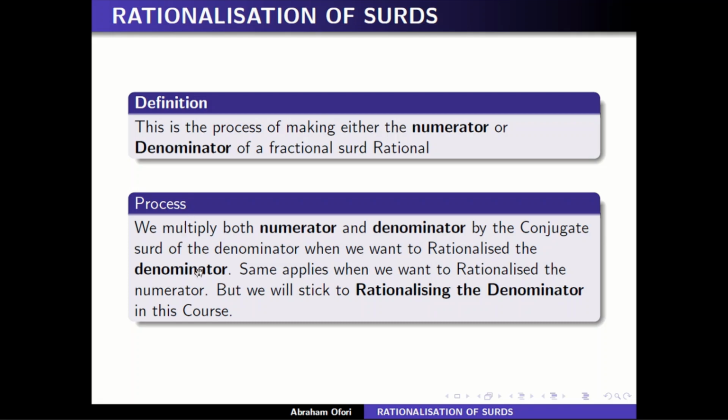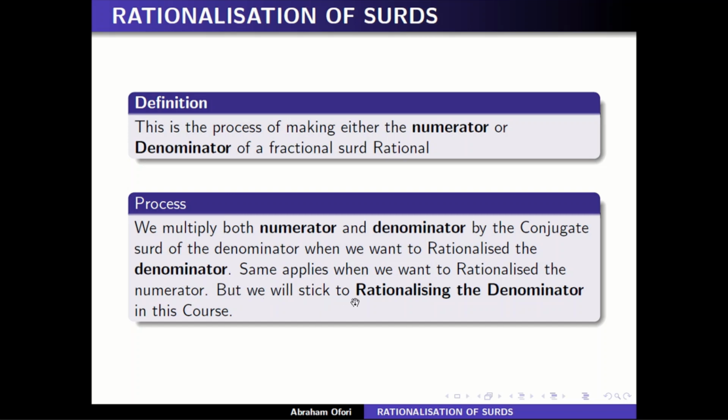Cool, right? So if you want to rationalize the denominator, we find the conjugate surd of the denominator. Then after that, we multiply the conjugate surd of the denominator by both numerator and the denominator of our original fractional surd. This happens when you want to rationalize the denominator. The same applies when you want to rationalize the numerator: you find the conjugate surd of the numerator. After that, you multiply by both numerator and denominator of our original fractional surd.